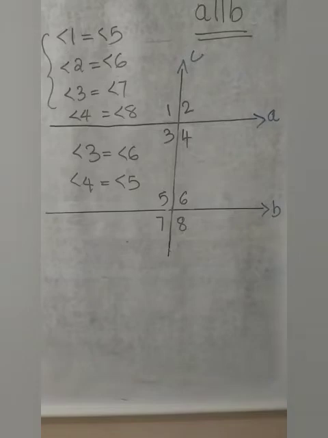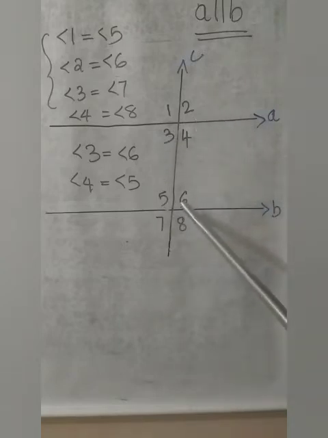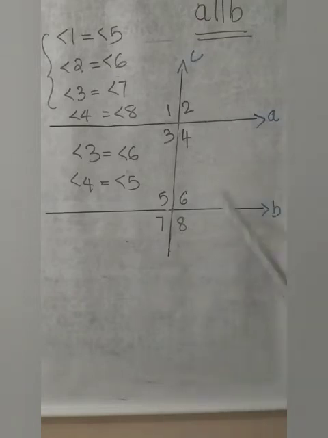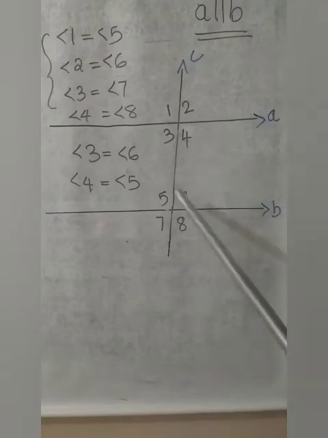Now, the third one, what are the interior angles on the same side of the transversal? Which are they? 3, 5 and 4, 6. Now, the relation between them is the sum of these angles will be 180 degrees. That means angle 3 plus angle 5 is 180 degrees. Angle 4 plus angle 6 is 180 degrees. That is, if A and B are parallel, then angle 3 plus angle 5 is 180 degrees. Angle 4 plus angle 6 is 180 degrees.